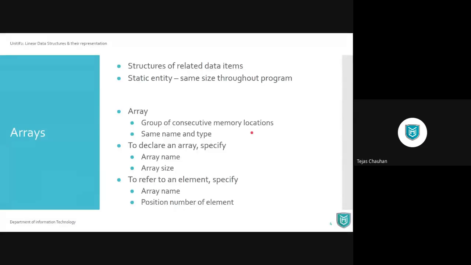Whenever you want to declare your array, you need to have a name, array name, variable name, and a size. And if you want to refer to an element, then you again need the array name, variable name, and the position of your element. That is going to be the index of your element, right? That's what we want. Whenever we declare an array, it's a fixed size array, so it is a static one. And we need to define how many elements your array is going to have at the time of declaration itself.